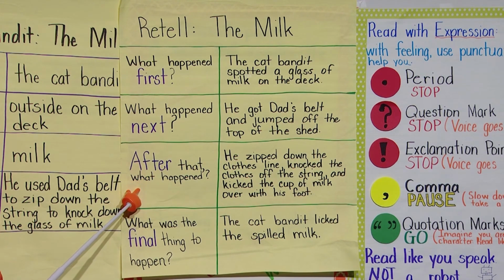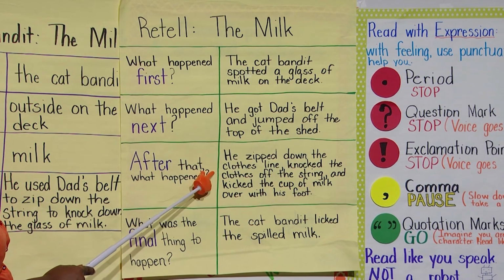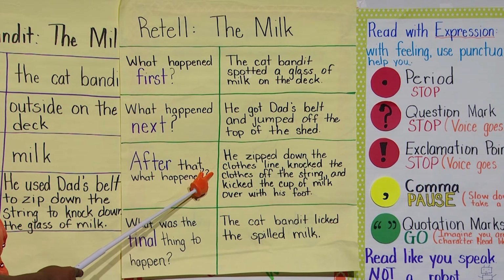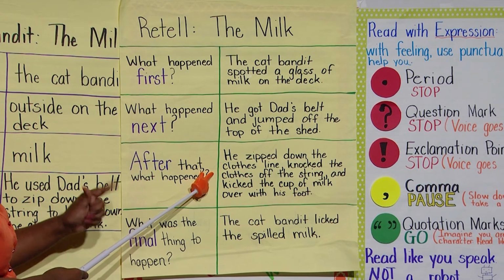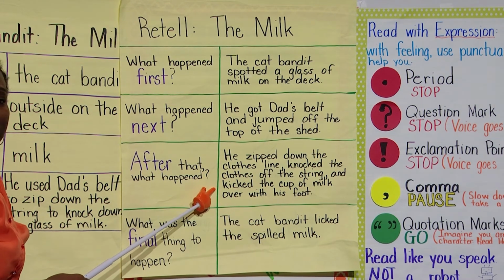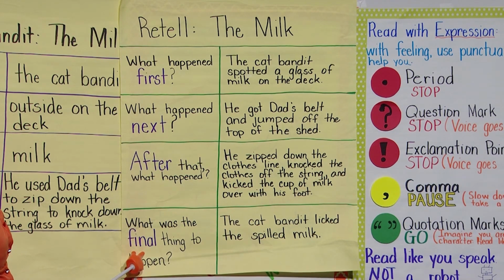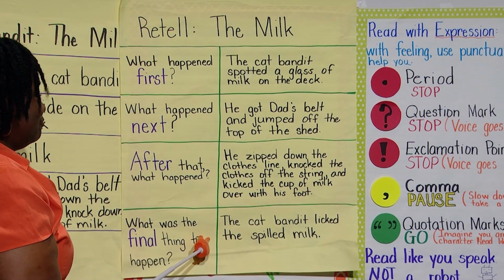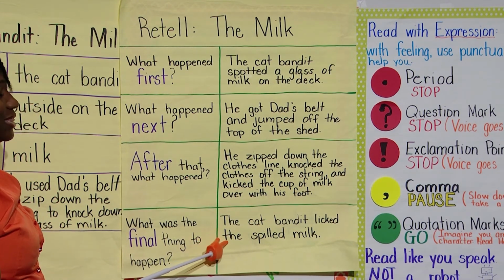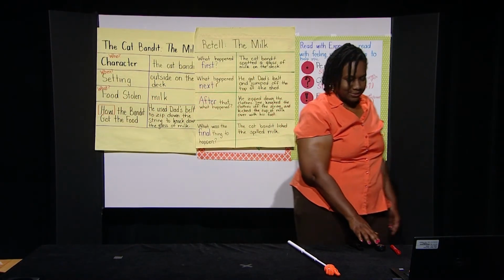After that, what happened? He zipped down the clothesline, knocked the clothes off the string, and kicked the cup of milk over with his foot. This cat bandit is something else, you guys. What was the final thing to happen in the story? The cat bandit licked the spilt milk. You guys are awesome storytellers.